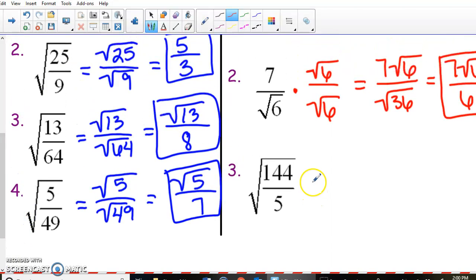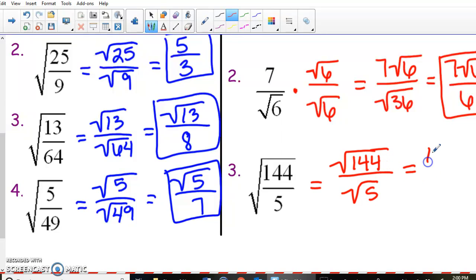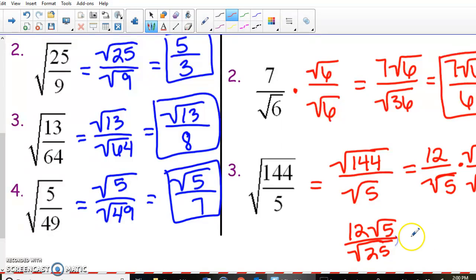Okay, and then last but not least, I'm going to do just like I did on that left-hand column there. Separate out my radical, take the square root of each one. My square root of 144 is 12, so I'm left with 12 over the square root of 5. And then for my last step, I need to rationalize the denominator. So I need to get rid of that radical in the denominator by multiplying. And I'll be left with 12 times the square root of 5 over the square root of 25. And simplify that square root of 25 to give you 5. So this is what my final answer should look like then.